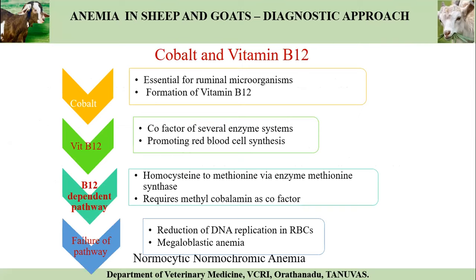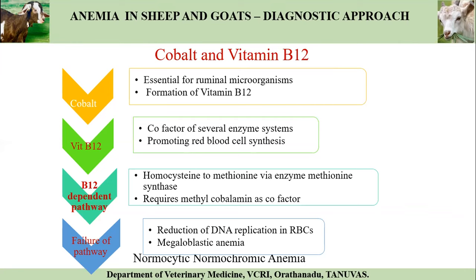These two are also interlinked. Why? The cobalt is essential for the ruminal microorganisms to synthesize vitamin B12. And this vitamin B12 acts as a cofactor for several enzyme systems and promotes the red cell synthesis. The B12 dependent pathway requires methylcobalamin as a cofactor. Any failure of this pathway will lead to reduction of DNA replication in the RBCs and cause the megaloblastic anemia. Most of the cases we usually get are normocytic, normochromic anemia in the small ruminants.